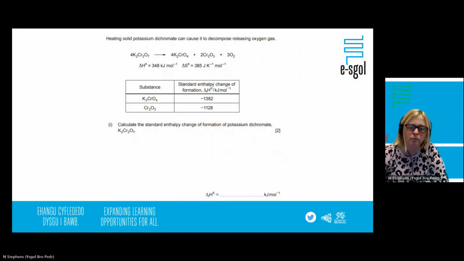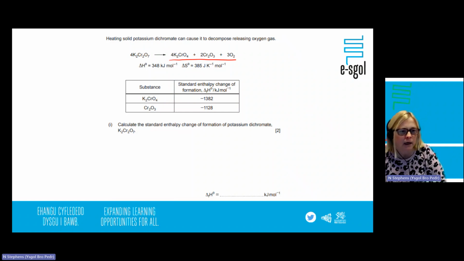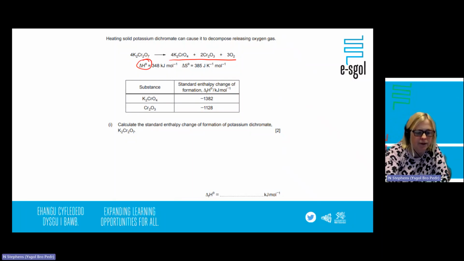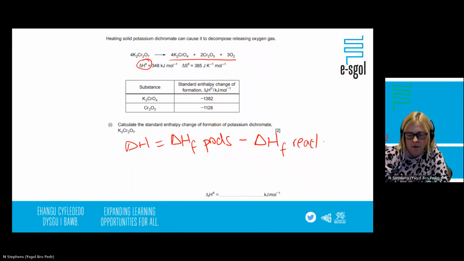And then the next question is asking you to calculate a standard enthalpy of formation of potassium dichromate. But let's focus on this type of question, which is the fact that they have given you clearly the formation of the products as well as the reagents. So, sorry, not the reagents, the reaction itself. Now we know that the delta H of the reaction is going to be the delta H formation of the products, take away the delta H formation of the reactants.